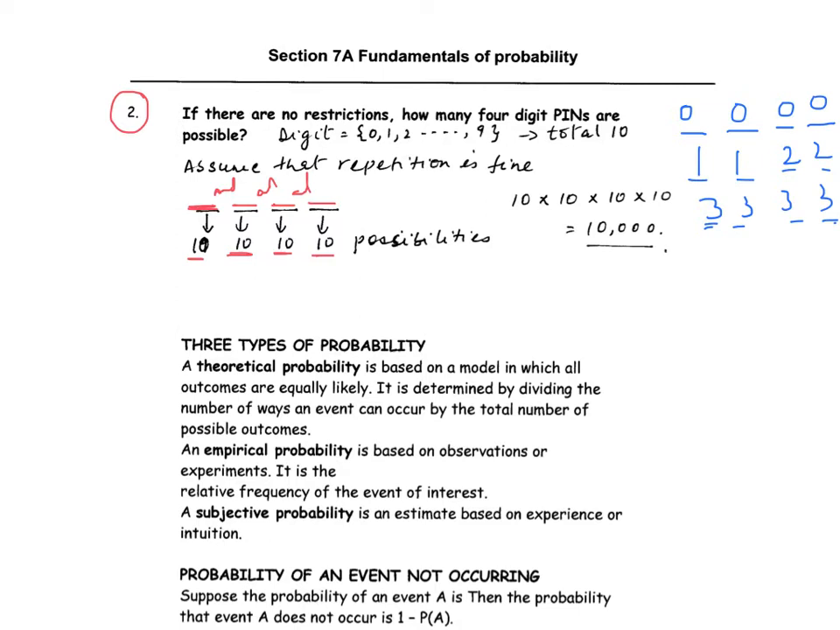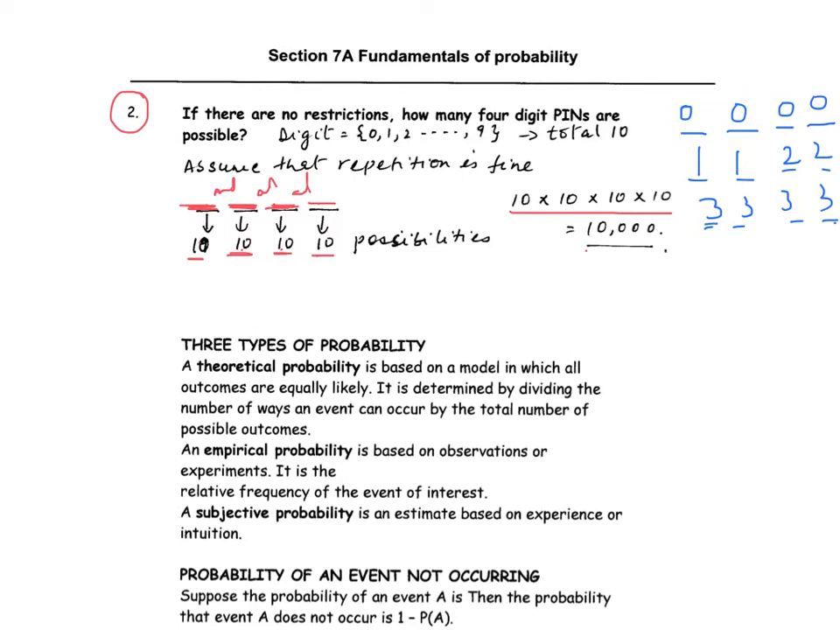So here, the task of filling the first blank can be done in 10 ways. The task of filling the second blank can be done in 10 ways. The task of filling the third and the fourth blank each can be done in 10 ways. So together, all 4 blanks can be filled in 10 times 10 times 10 times 10 possible ways, which is 10,000 ways.